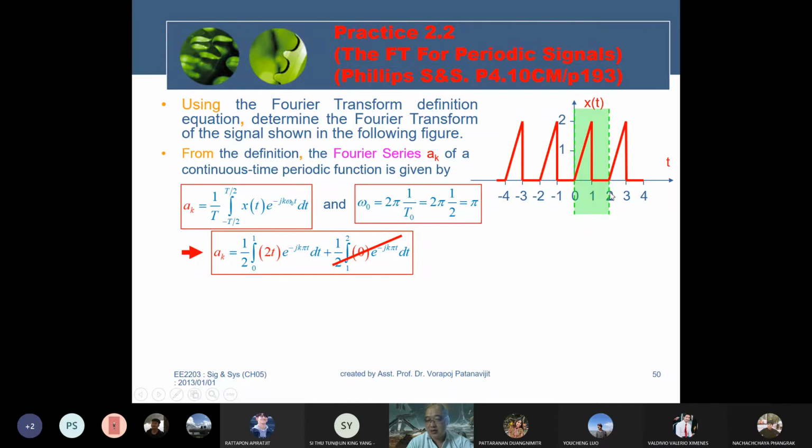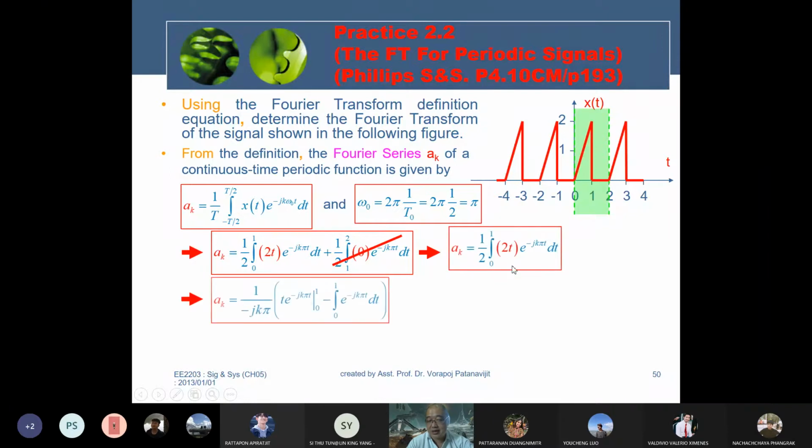When you integrate a_k, you separate it into two zones. The first one is from 0 to 1, and the next one is from 1 to 2. From 0 to 1, x(t) can be written in terms of 2t, very simple. For the second region it is 0, and integrating 0 gives you 0. Therefore a_k will only involve 2t. You substitute and integrate.